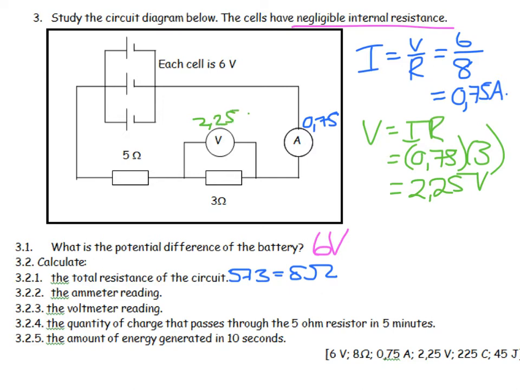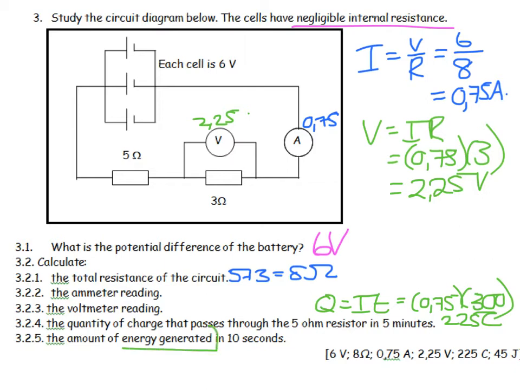What is the quantity of charge that passes through the 5 ohm resistor in 5 minutes? Q is equal to I times T. The current is 0.75, and the time in 5 minutes is 300 seconds, and I land up with 225 coulombs.